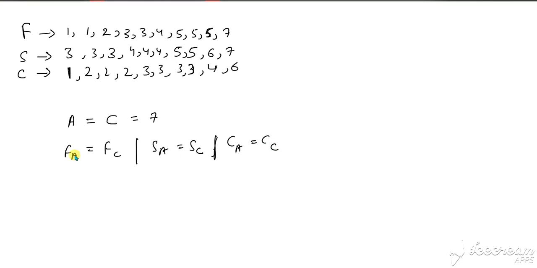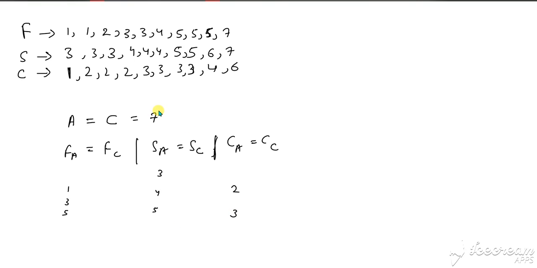Now we have FA equals to FC. We have to take two values from F such that they are equal. So we can take 1, 3 and 5. From SA, meaning from the parameter S, we have to take such values which are present in two numbers. Either we can take 3, 4 or 5. For CA, or for the parameter C, we can have 2 and 3.